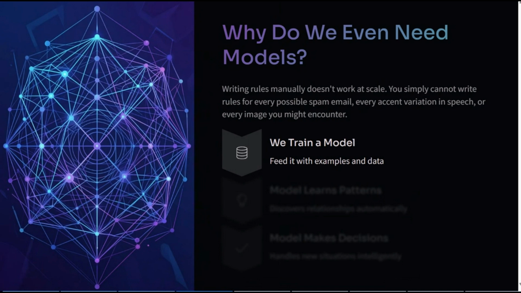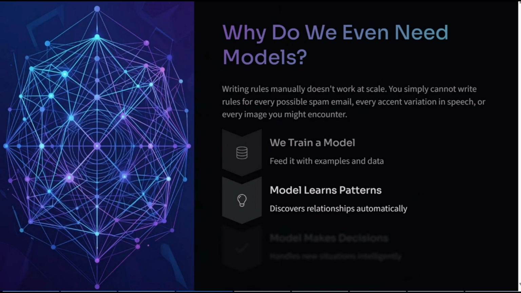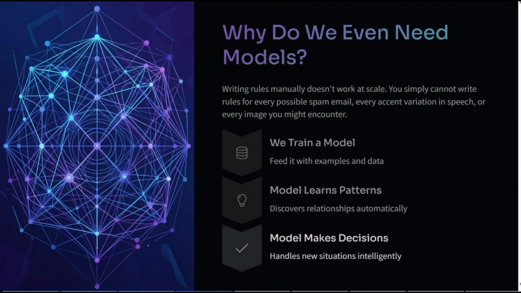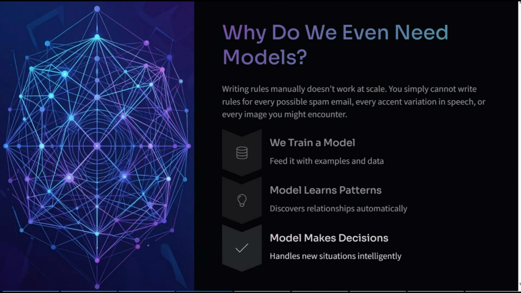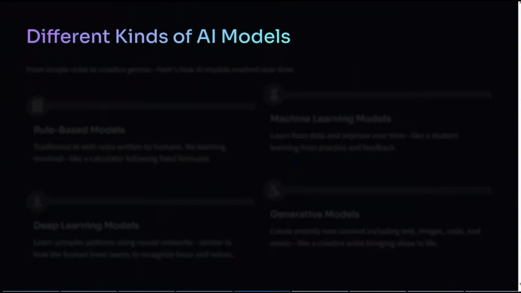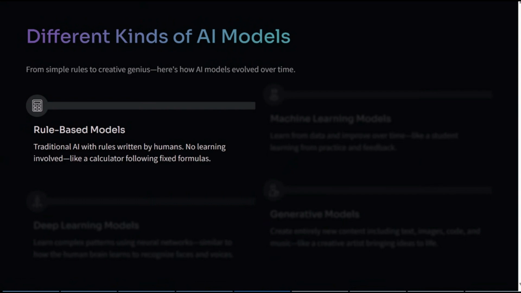We train a model. Feed it with a lot of examples, a lot of data. Now the model is able to recognize patterns. It is able to discover relationships automatically. Then the model is trained, it is ready to make decisions, and in this way it handles new situations very intelligently, right? So what are the different kinds of AI models available with us?